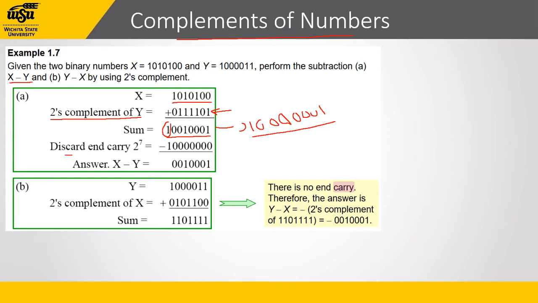So we have to discard that end carry, which gives us 0, 0, 1, 0, 0, 0, 1. And this is our result, which should also be positive because we have observed an end carry. In the second example, getting the 2's complement of x and adding them together, we don't observe any end carry. So it means that this one is a negative answer.